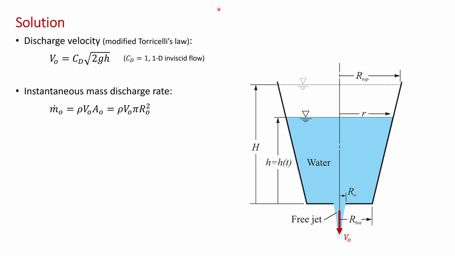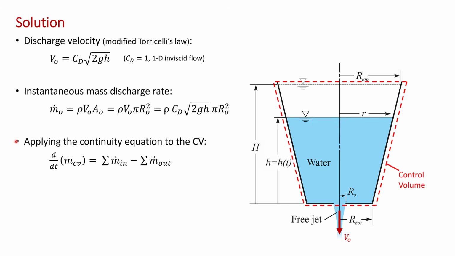Okay, so moving on. The mass flow rate from the bottom of the tank is going to be the density times the volume flow rate. So rho V0 times A0, where A0 is the area of the outlet hole, pi R0 squared. We can make the substitution for V0, and we get that the mass flow rate from the bottom of the tank is rho CD square root of 2gh, and then the outlet area of the hole.